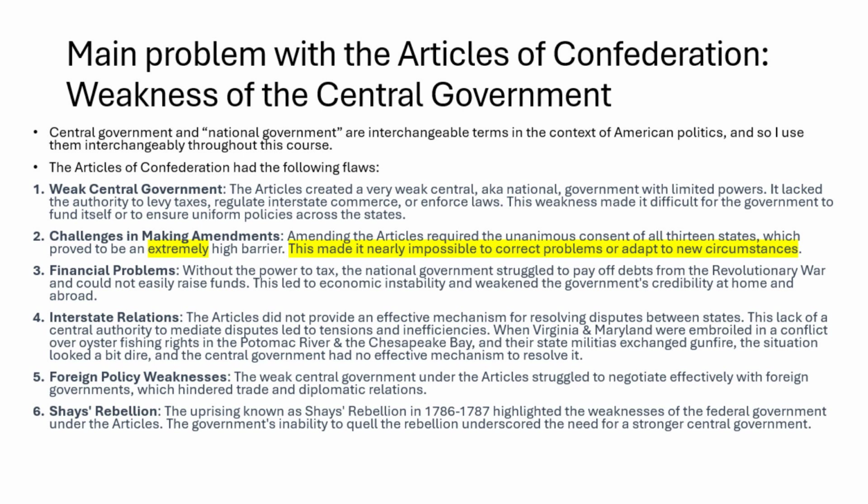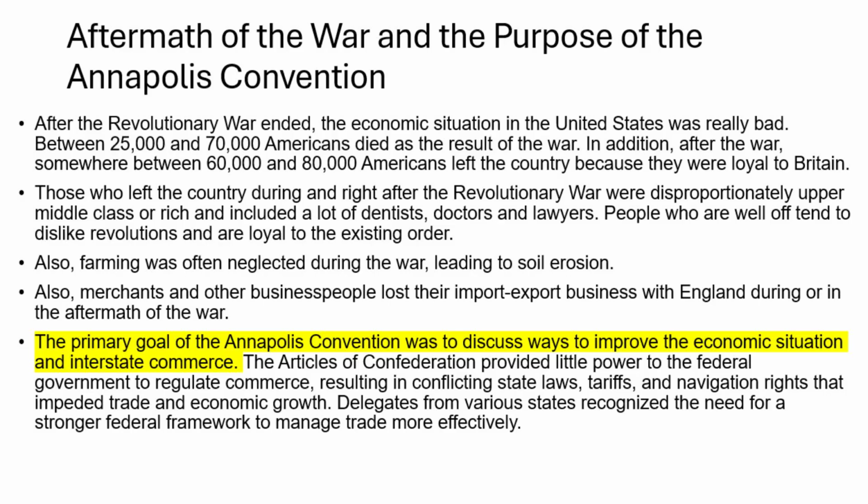During the Revolutionary War, an estimated 25,000 to 7,000 Americans died, and 6,000 to 8,000 fled their homes. The economic consequences of the war included soil erosion from lack of farming and the loss of key trading partners. To address these issues, the Annapolis Convention was held to consider how to promote economic stability and interstate commerce.